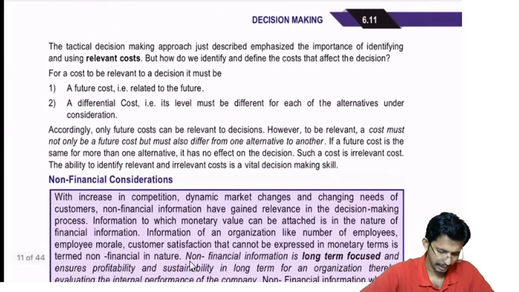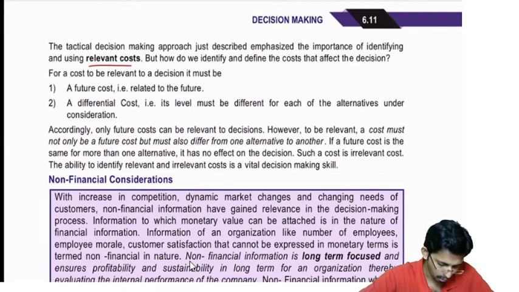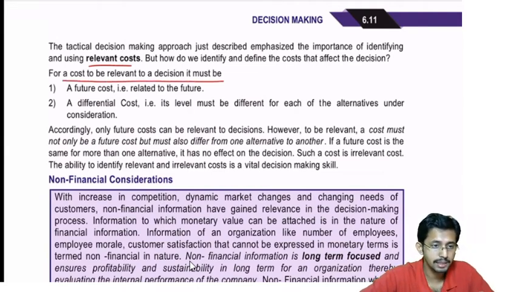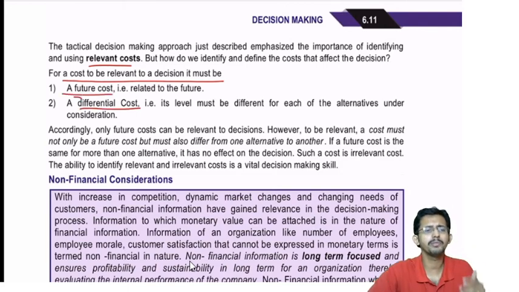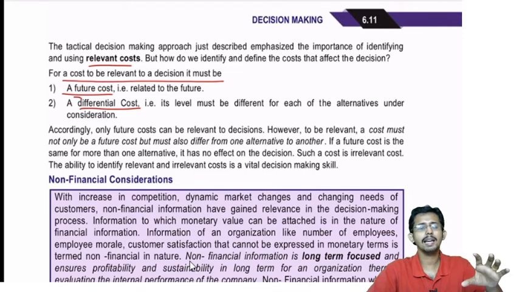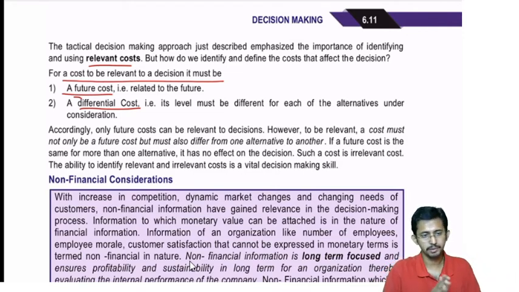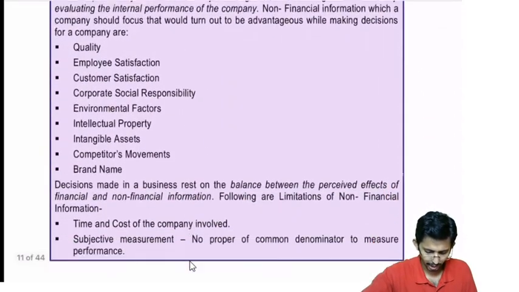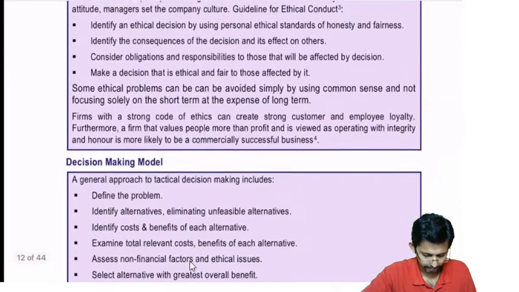Now the specifications I told you. The meaning of relevant cost is: for a cost to be relevant to a decision, it must be a future cost. Then it should be a differential cost. What do you mean by differential cost? This is a cost which changes between the alternatives. Is it clear? So it should change between the alternatives. This is something which we saw, right? So I'm moving to the next.